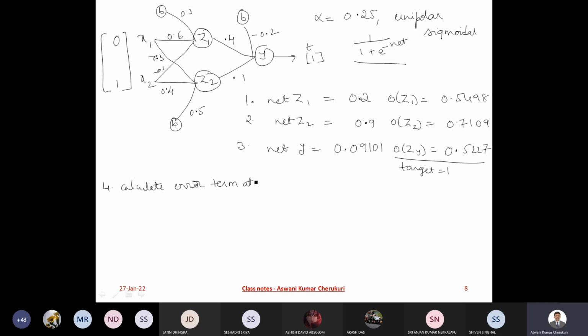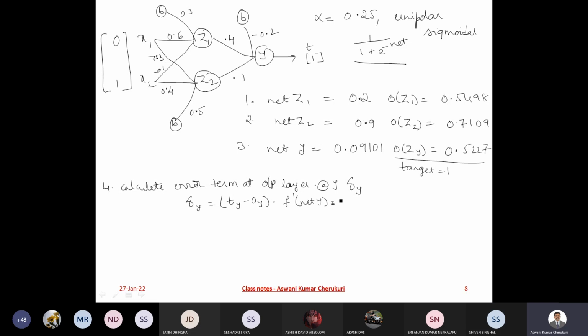Error term at output layer. Here in the output layer you have only one node, y. So the error term at y, that is del y. How do you calculate it? The error term del y is equal to (target y minus actual y) into f dash of net y, the derivative of net y.